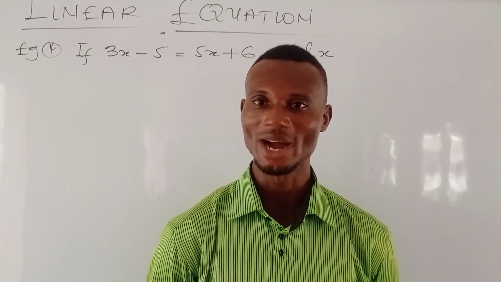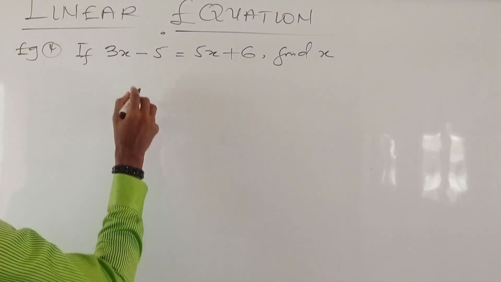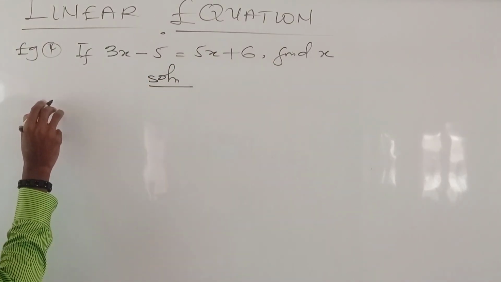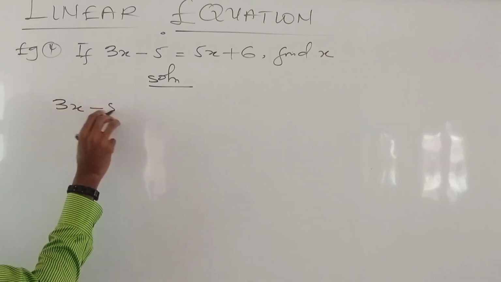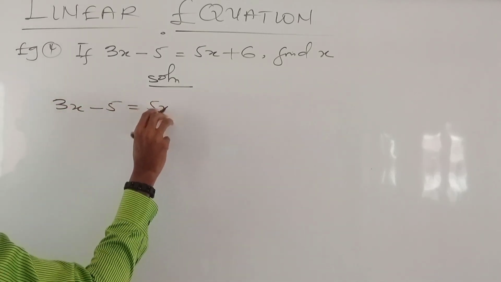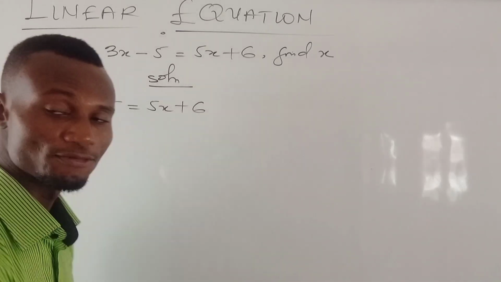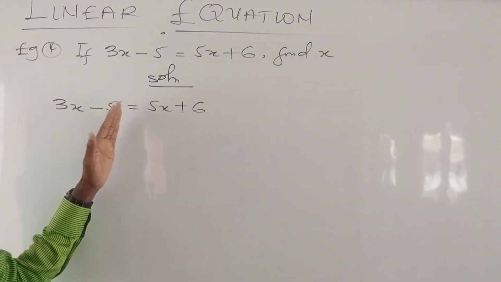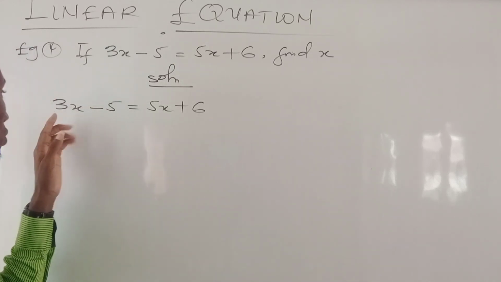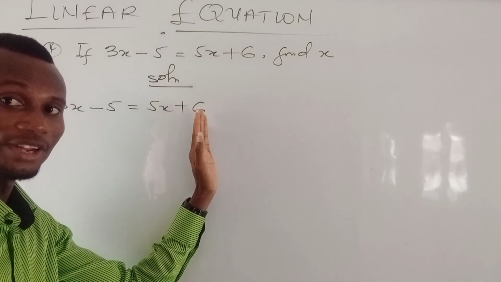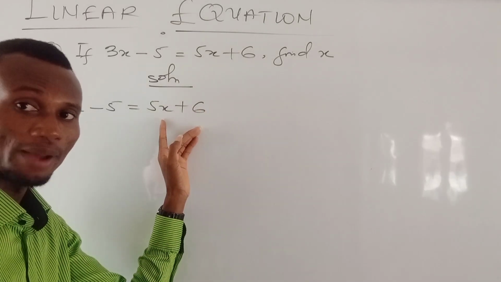So let's go ahead and solve it. Let me write my solution on the board and let's do it together. So I have 3s minus 5 equals 5s plus 6. I'm solving for s. You can see from the question that on the left hand side we have 3s appearing here, and on this side of the equation we have 5s appearing here.